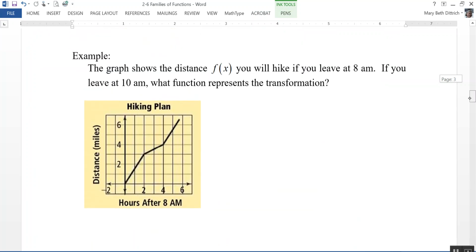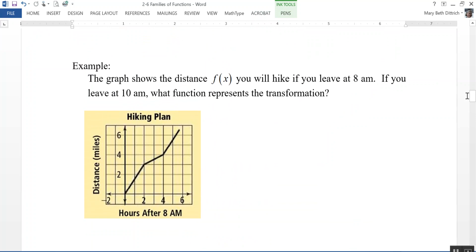Here's another example. The graph shows the distance f of x you will hike if you leave at 8 a.m. If you leave at 10 a.m., what function represents the transformation? So basically, since 0 is hours after 8 a.m., if I want to leave at 10 a.m., I'm going to be leaving 2 hours after that. So that's going to be represented by the function f of x minus 2, because what I've done is translated that beginning point 2 units to the right.